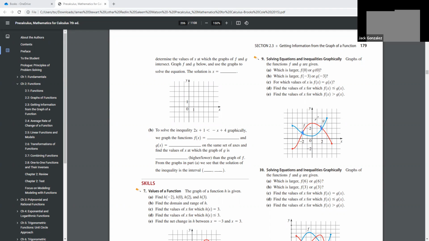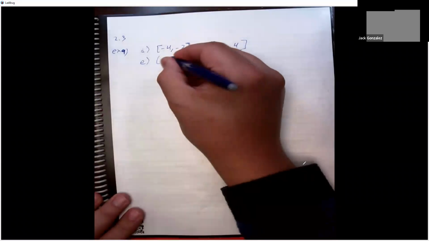On top. So what's that x value? What's the other x value? -2 to 2. Right, so that's all you would say. So from -2 to 2, parentheses, because at -2 and 2, they're equal, so don't include those. You would say parentheses -2 to 2.